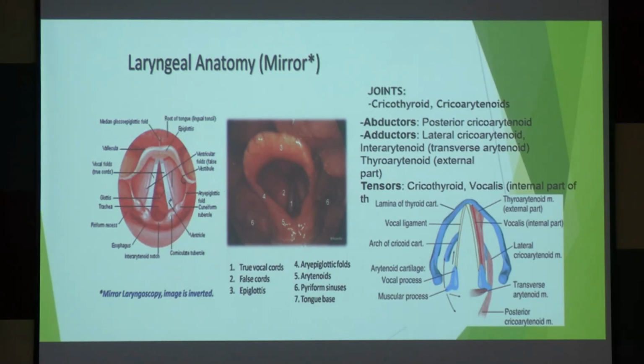The patient cannot abduct, right? Cannot open it up. So the vocal cord will be in adducted position, right? It will not move. It will not abduct. Tensor is cricothyroid, a little bit from the vocalis as well. Okay.